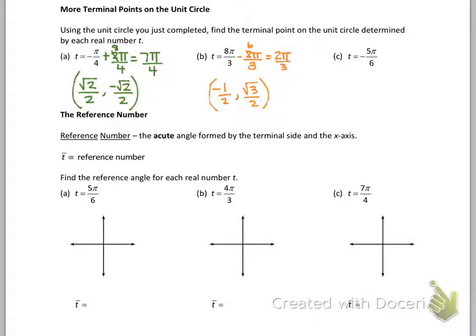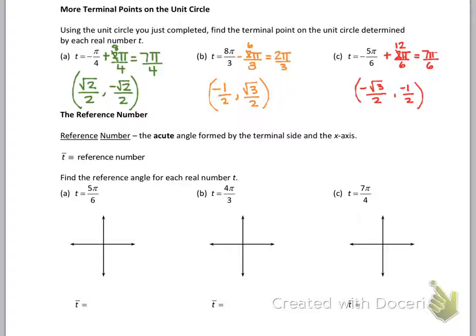And our last example is negative. It's a negative value, so we're going to add 2 pi, find a common denominator, and we get 7 pi over 6. And that's in the third quadrant, and that terminal point is negative root 3 over 2, comma negative 1/2. So I got all these values from the unit circle that we just completed.